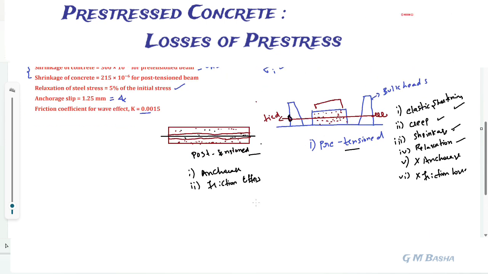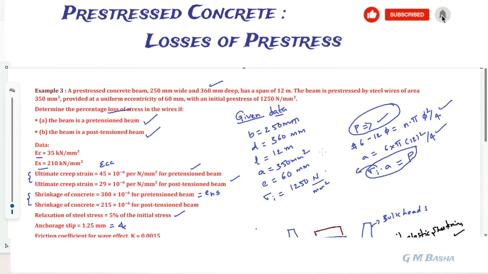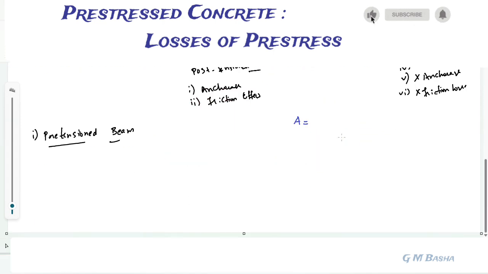Then come to the problem. The entire problem remains the same. To show this difference only, I chose this problem. First one, pre-tensioned beam. Before that, according to the given data, we want some basic values. First, the area. They have given a rectangular section. If you want, you can draw the diagram also. Area will be B into D. Keep the problem data in front and you can solve directly.